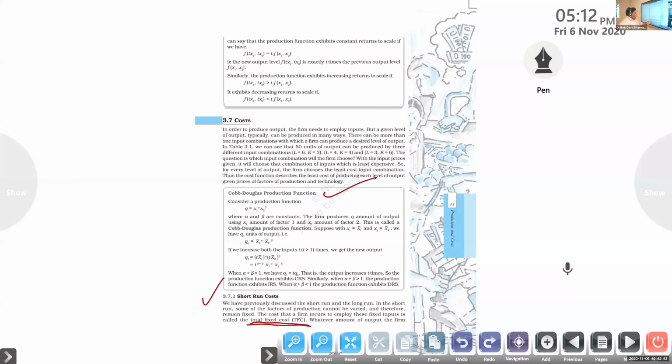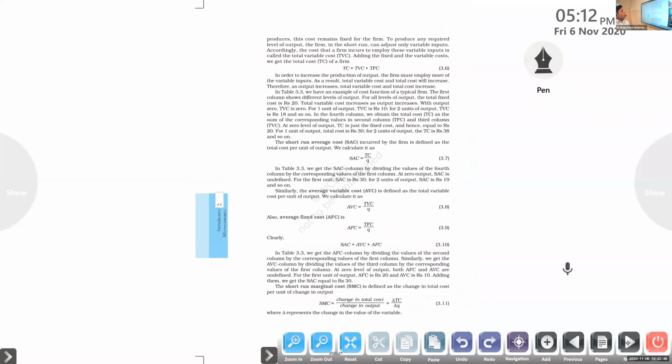That is called the total fixed cost. Whatever amount of output the firm produces, the cost remains fixed for the firm. So total fixed cost is fixed because the inputs are not changing. Product will change, productivity will change, the value of the product also will change, but the cost of the fixed inputs will not change because we are not making any change in that particular factor of production.